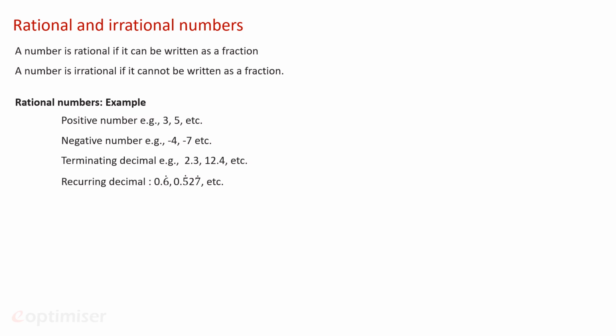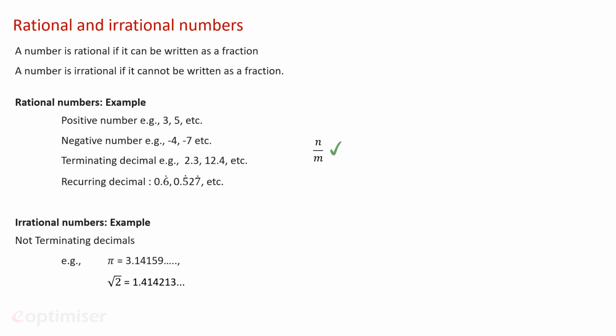For example, any positive numbers, say 1, 2, 3, 4, 5, you can write them as 1 over 1, 2 over 1, 3 over 1, and so on. So you can write them as fractions. Negative numbers, you can write as fractions. Any terminating decimal, you can write as a fraction. So anything you can write as a fraction is rational. Therefore, positive numbers, negative numbers, terminating decimals, and reoccurring decimals are all called rational numbers.